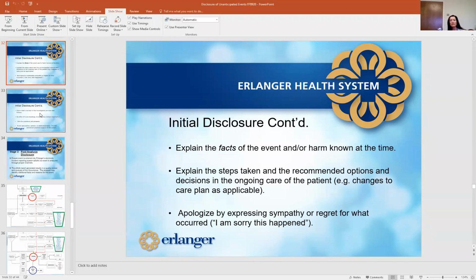So we've already kind of talked about this, but this slide just talks about how we're going to stick to the facts of the event and what's known at that time, and not speculate about what you might find out later or who was involved. You just push all that aside, just the facts and what we're going to do for ongoing care and treatment.